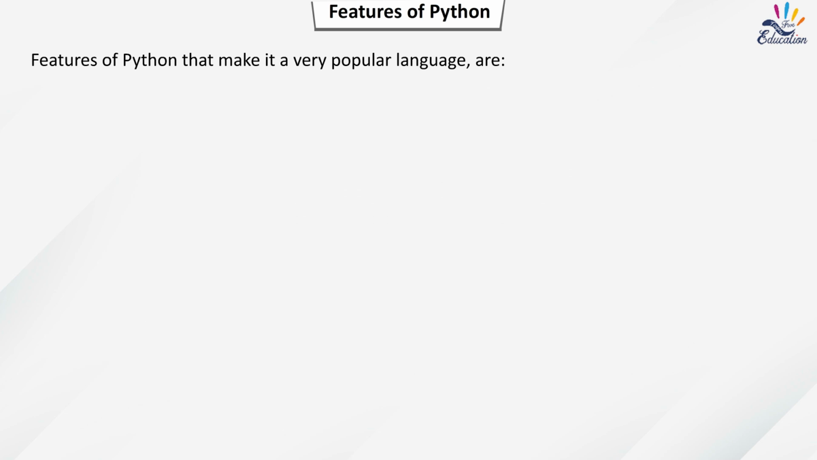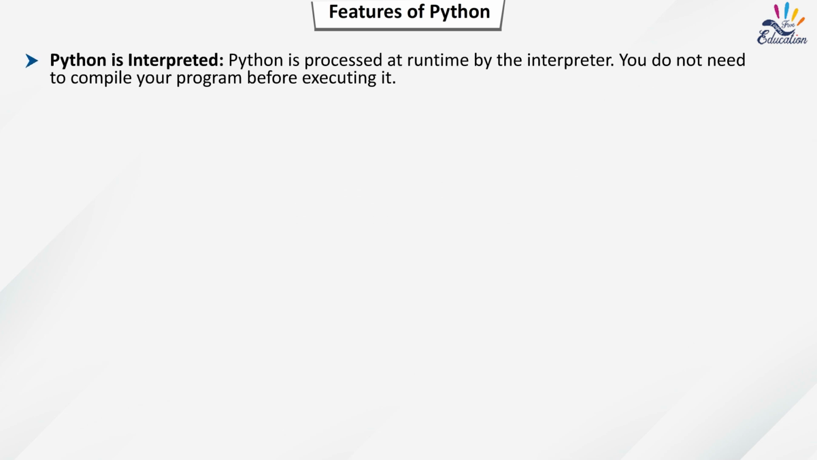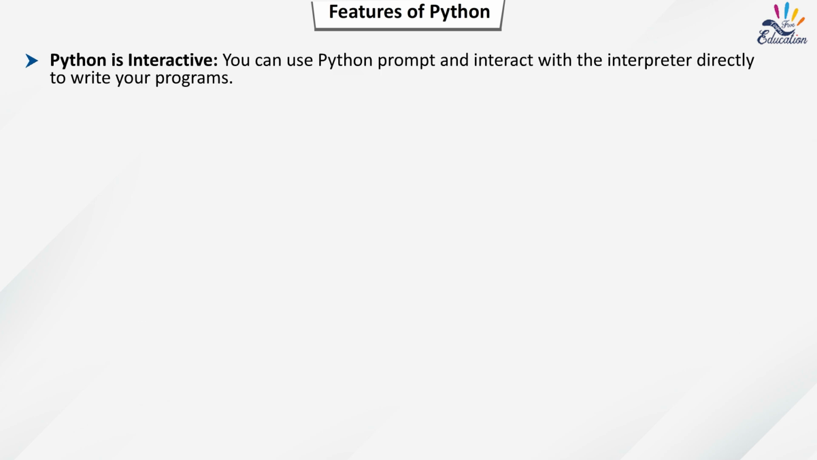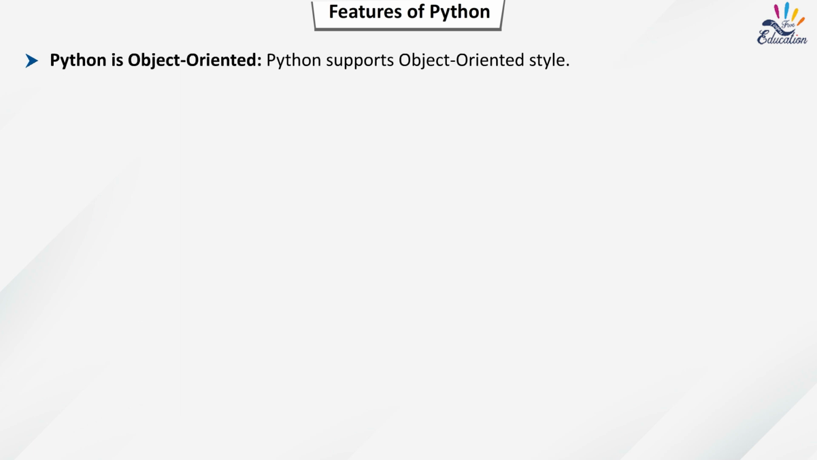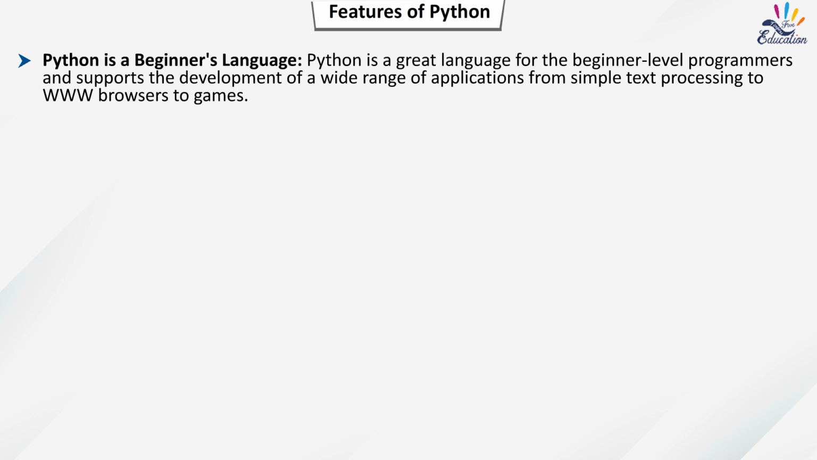Features of Python. Features of Python that make it a very popular language are: Python is interpreted. Python is processed at runtime by the interpreter. You do not need to compile your program before executing it. Python is interactive. You can use the Python prompt and interact with the interpreter directly to write your programs. Python is object-oriented. Python supports object-oriented style. Python is a beginner's language.